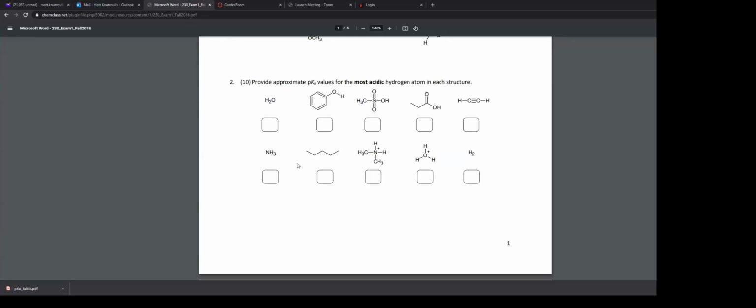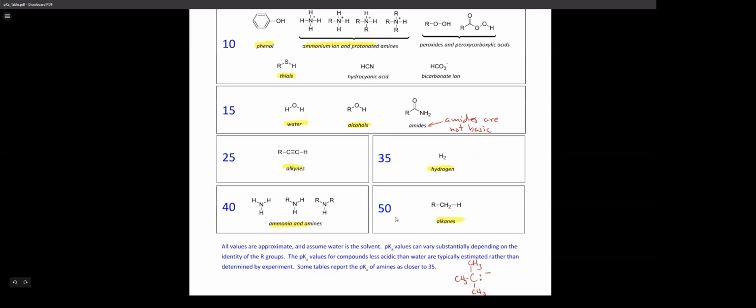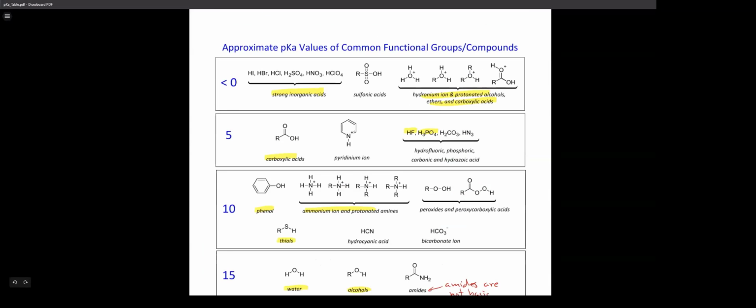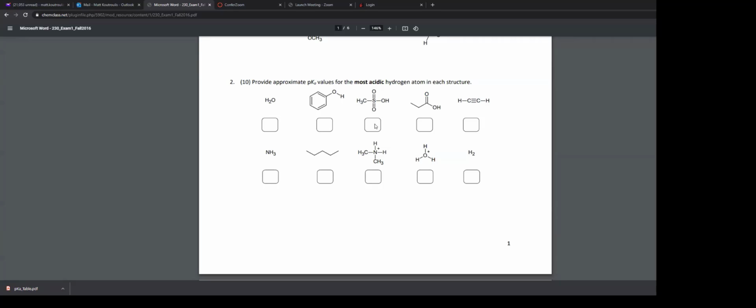Okay. What kind of compound is this right here? A hydrocarbon, and since there are no functional groups, it's an alkane, right? Alkanes are about 50. So that means this is by far the least acidic of all of these that I gave you. I lied. I do want you to know sulfonic acids. Sorry. So for this one, you could write 0 or less than 0, and I would be happy.